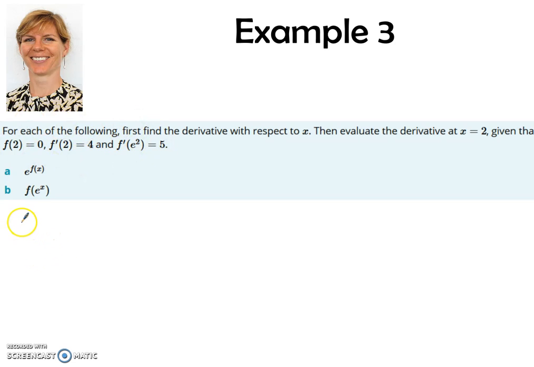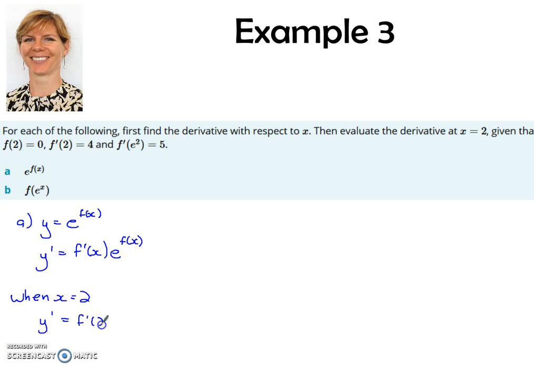Okay, so let's start with the first one. We've got a, so y is e to the f of x. Now, we know that the derivative of that is going to be the derivative of this, and we don't know what that is yet, but we know that's f prime x times e to the power of f of x. Okay, so that's the first bit. Now, when x equals 2, suddenly this is more helpful. So we want y prime, and we want f prime at 2, e to the function at 2.